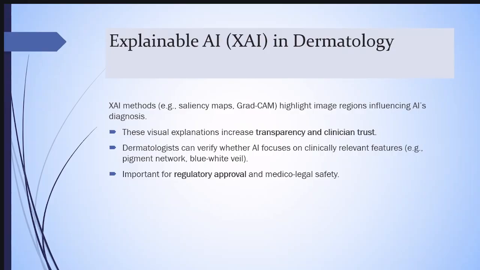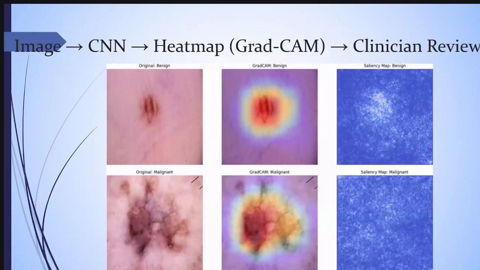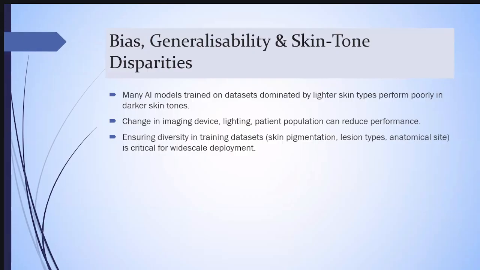Now there's the explainable AI in dermatology, XAI, and that includes all these saliency maps, Grad-CAM, where they are going to generate heat maps. Again, this is very important to differentiate between benign and malignancy. So this is the heat map generated, and then the clinician reviews it and then decides whether to take the biopsy or not.